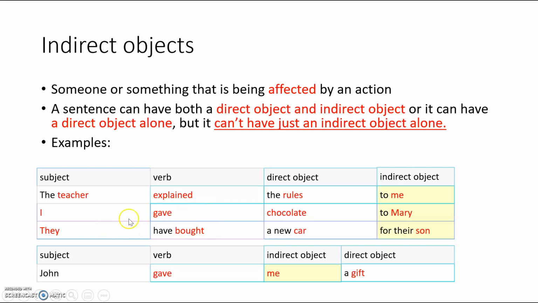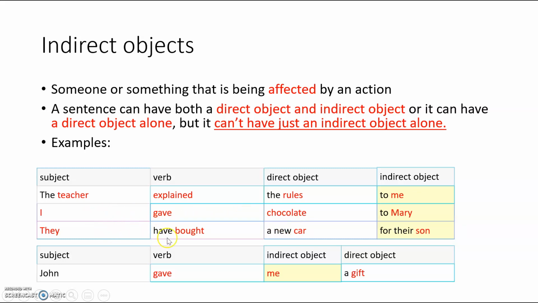In this next example, the subject is I, the verb is gave, the direct object is chocolate, and the indirect object is Mary. So we can ask ourselves, who did I give chocolate to? To Mary. Because Mary was affected by this action of giving.